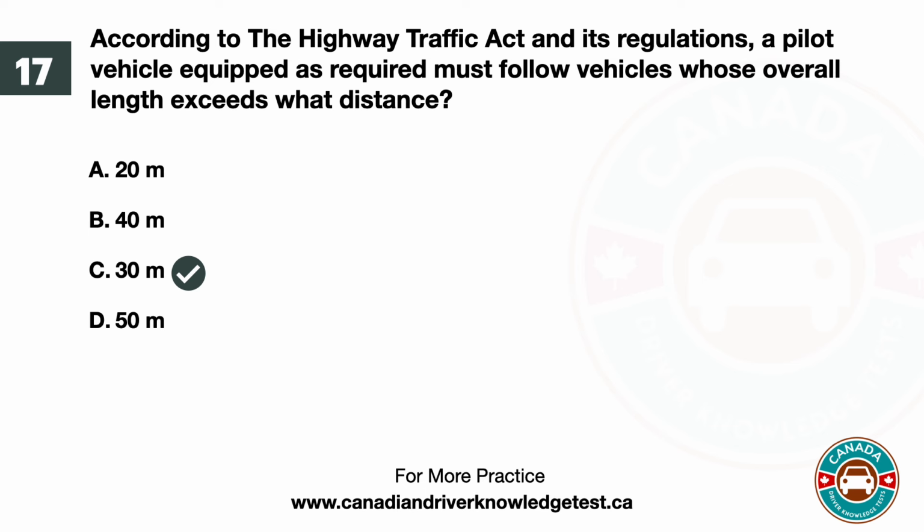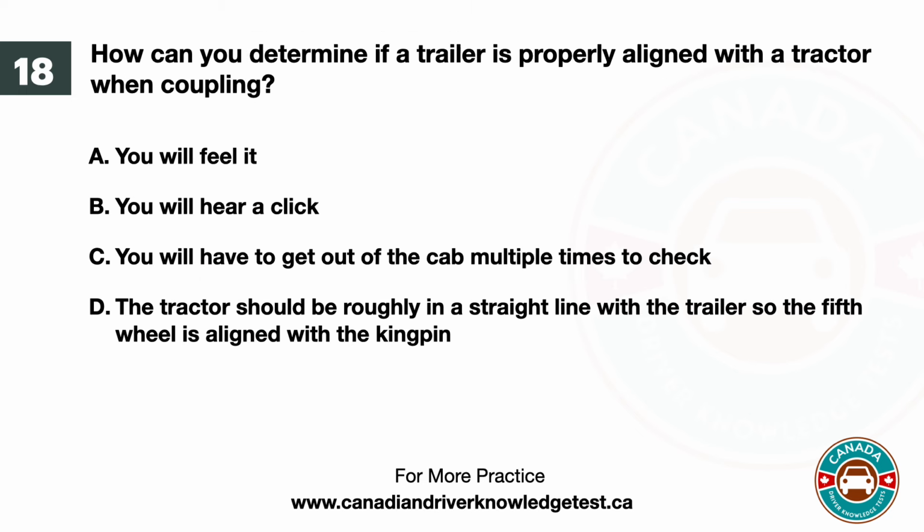Question 18. How can you determine if a trailer is properly aligned with a tractor when coupling? A. You will feel it. B. You will hear a click. C. You will have to get out of the cab multiple times to check. D. The tractor should be roughly in a straight line with the trailer so the fifth wheel is aligned with the kingpin. The answer is D.